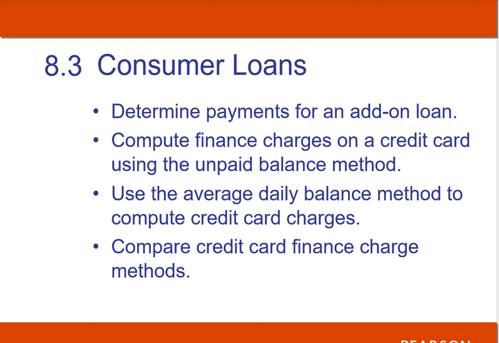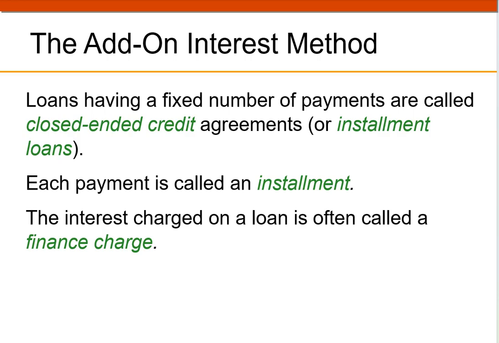Section 8.3 covers consumer loans. We're going to look at the add-on interest loan. We're going to figure out finance charges for credit cards using the unpaid balance method and also something called the average daily balance method. And then we're going to compare the two to see which one's worse. Sounds like fun. All right, so next slide.